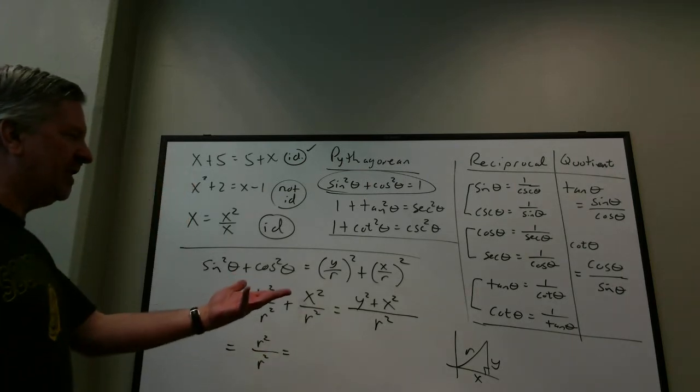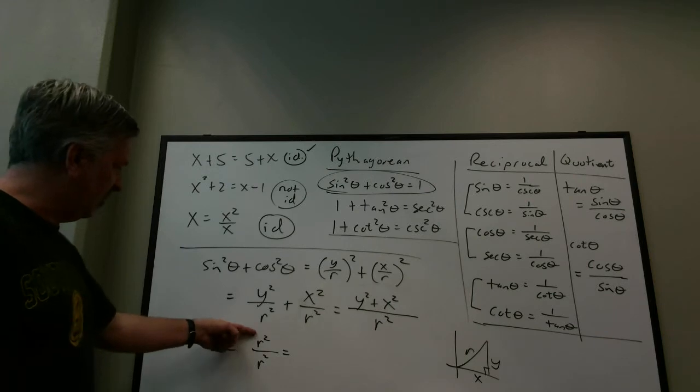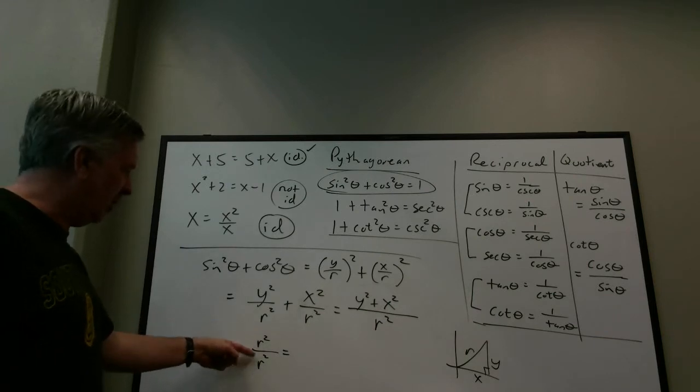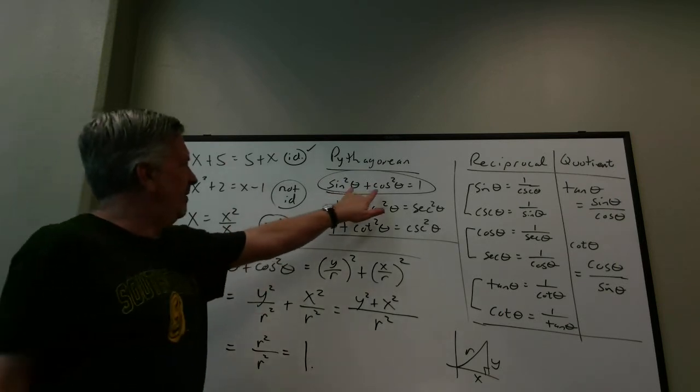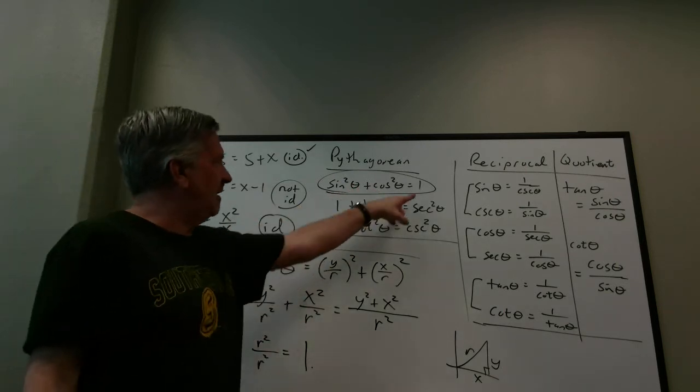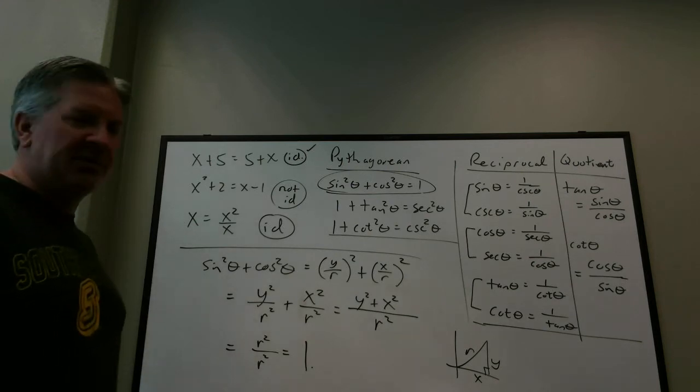Now remember, r is never 0. We always assume we picked a point on the terminal side, not at the origin. So r is greater than 0, so it's not 0 over 0. What's r squared divided by itself? 1. So I started on the left-hand side and did algebra to it and got to the right-hand side. So sine squared theta plus cosine squared theta is always 1.